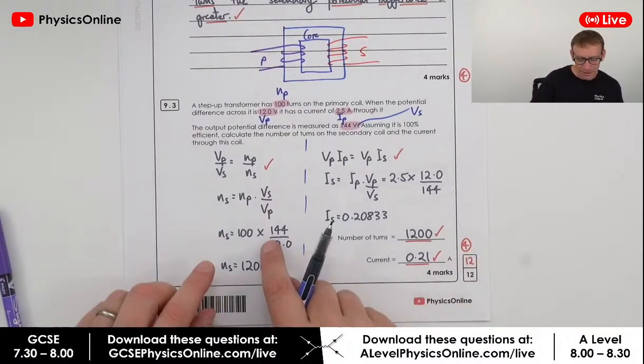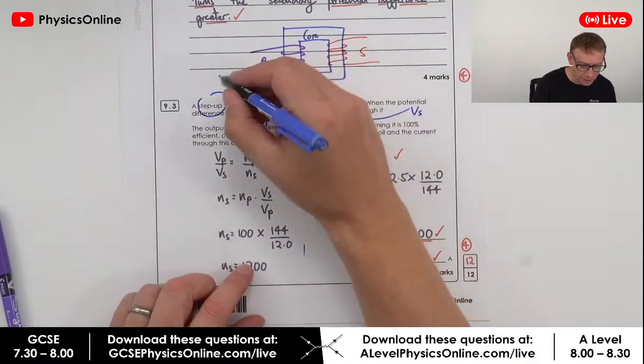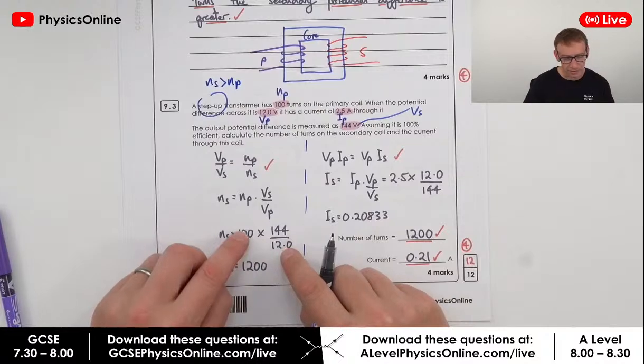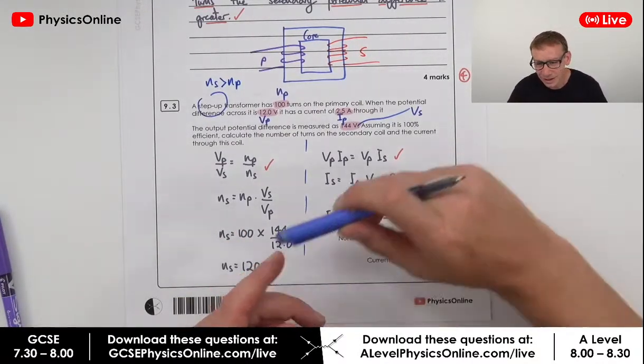Right, basically the second thing then to do is to make sure you've got the ratios the right way around. Because we know it's a step-up transformer, we know that NS must be bigger than NP, and it goes from 100 to 1,200, so that must be the correct answer.